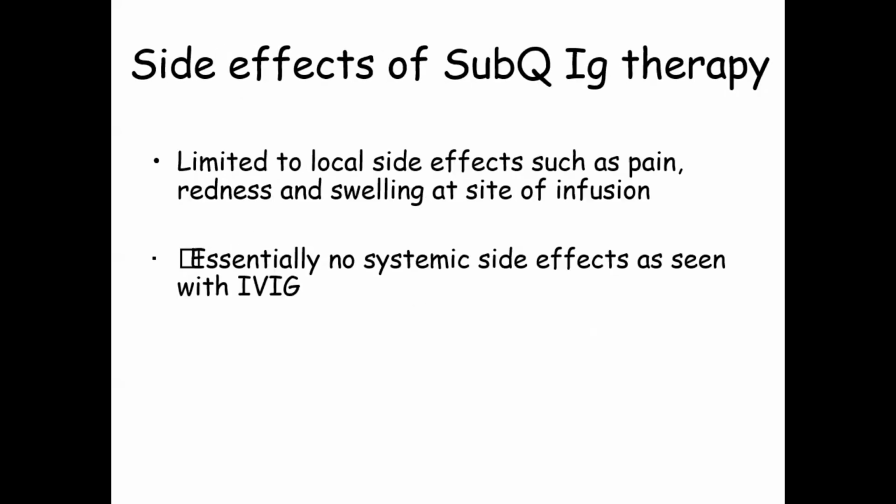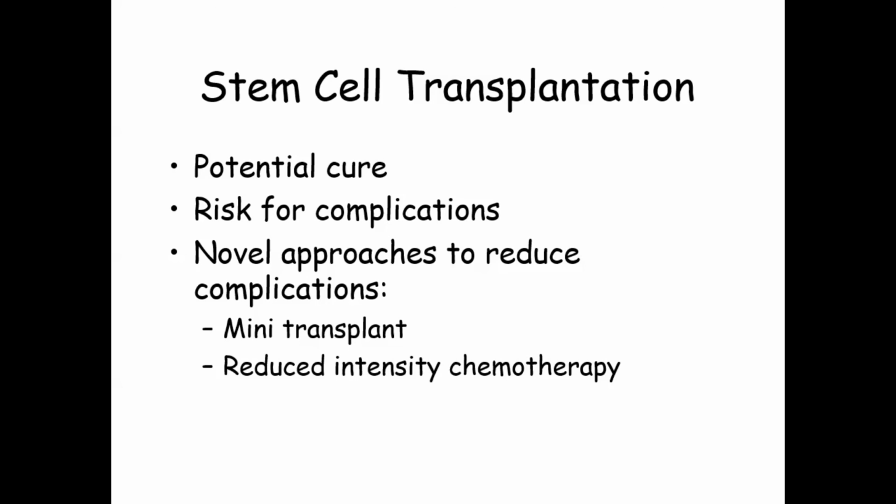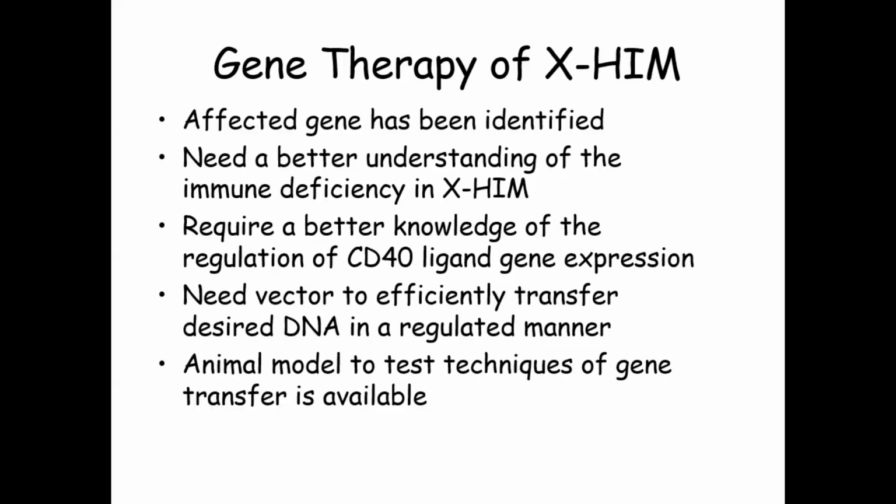I mentioned those, and our goal for treatment is to prevent infection, reduce severity and frequency, and allow as much of a normal lifestyle. However, with X-linked hyper IgM, we may need to go farther, and I think stem cell transplantation is an option, and I'm going to leave that to Dr. Della Morena to talk about.